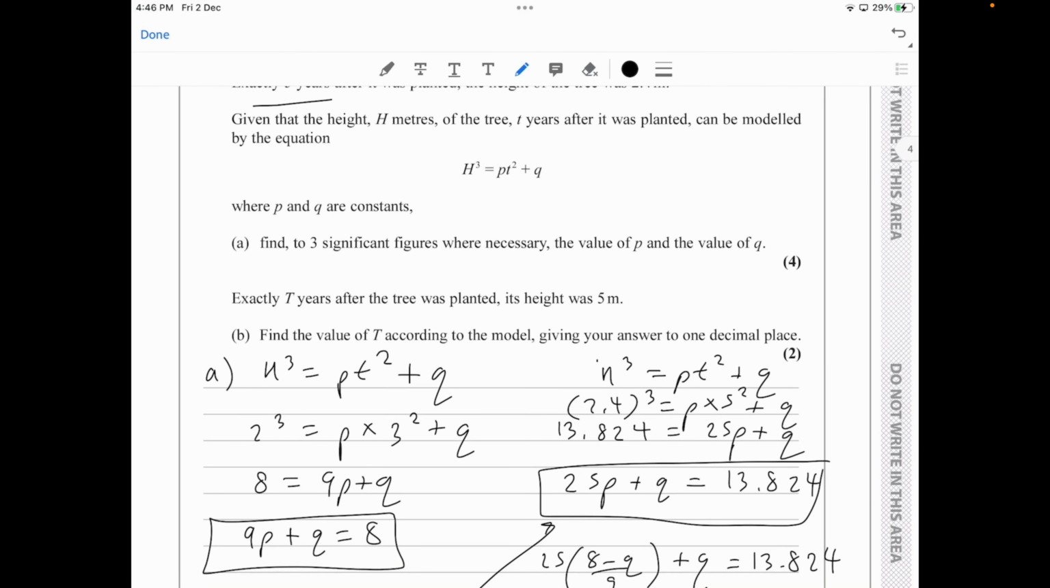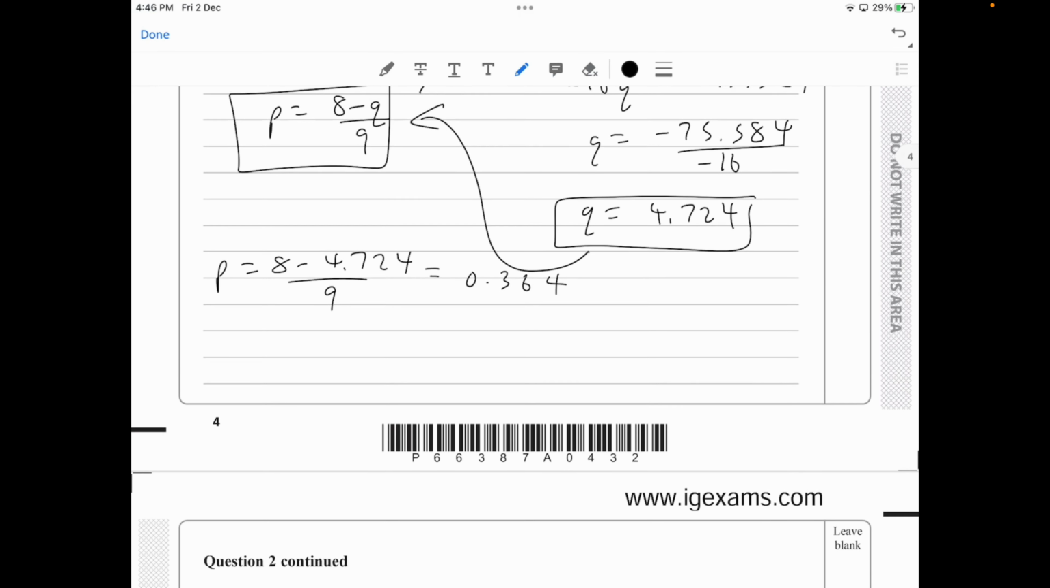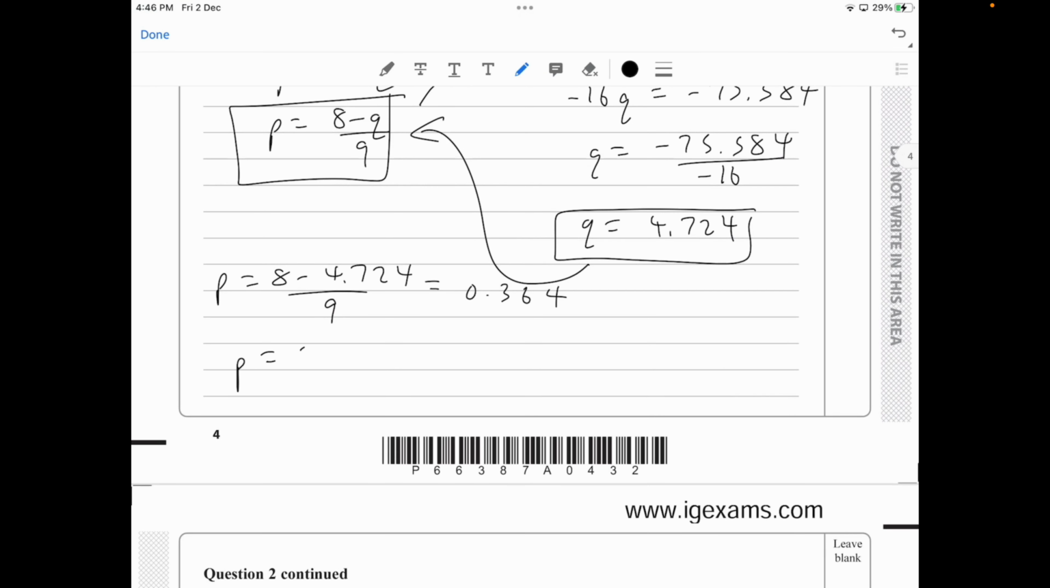And the answer for finding out what the value of p and q is, here we know what p is. So p is equivalent to 0.364, and we know q is equivalent to 4.72. All up to, we're going to mention that all up to 3SF. Okay, 3SF just means 3 significant figures.